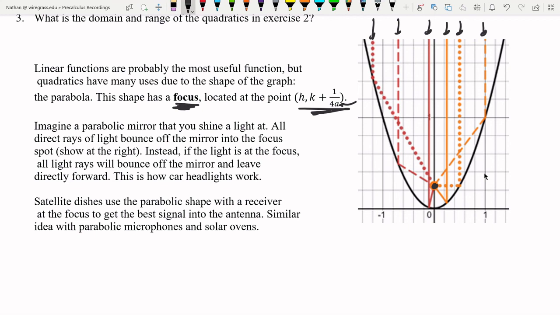The same thing is true for a solar oven, or a mirror that reflects light to a certain thing, so that you can use solar panels or things like that. If you have all the light reflecting to one spot, it'll cook faster because all the heat is focused there.